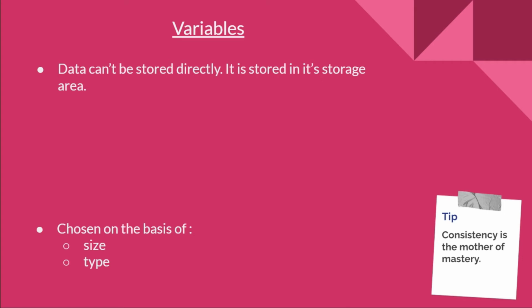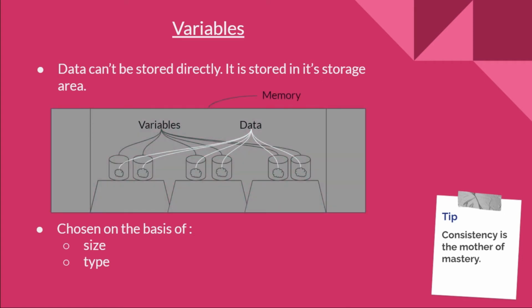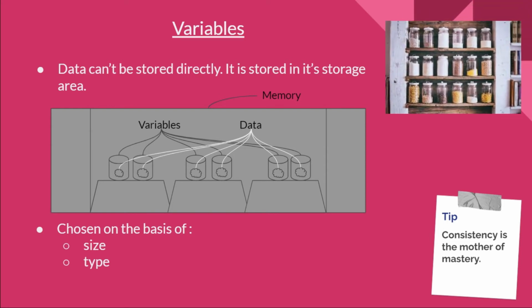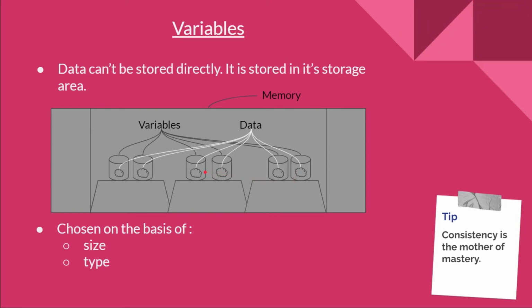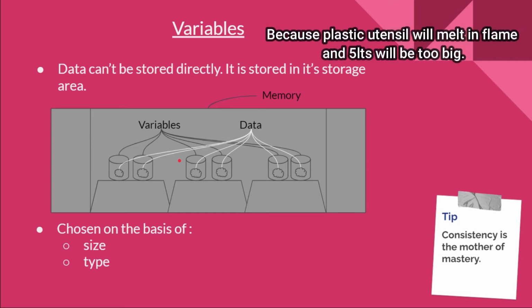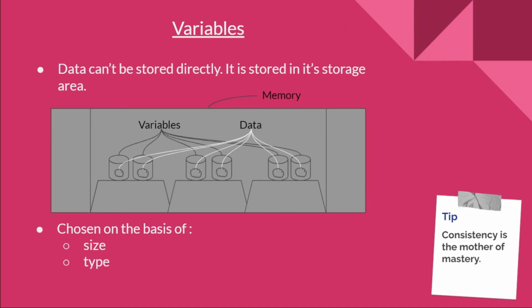Let's take the example of a kitchen. The ingredients used in the kitchen are stored in utensils. The size and type of these utensils depend on the ingredients we have to store. We will not keep 1 kg of sugar in a box of size 5 kgs. And if we want to make tea for one person, then we will not take a plastic utensil of capacity 5 liters. Hence, the variables are chosen on the basis of size and type.